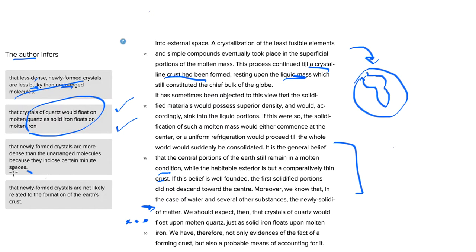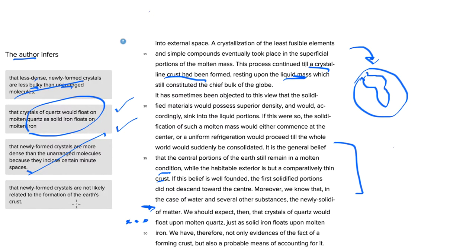But let's consider the other two. That newly formed crystals are more dense than the unarranged molecules because they enclose certain minute spaces. We're not talking about the actual definition of density anywhere. We're just wondering how density affects the floating of different parts of the Earth as it forms.